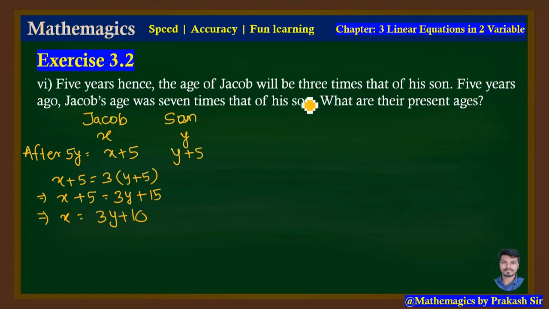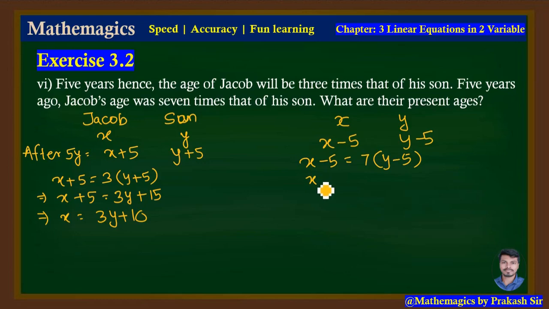Now in the second statement we have 5 years ago. The present age is x and y for Jacob and son. So 5 years ago means the ages will be x minus 5 and y minus 5. Jacob's age was 7 times that of his son. It means according to the question x minus 5 is equal to 7 times y minus 5. So let us solve it. Here x minus 5 is equal to 7 into y becomes 7y minus 7 fives are 35.